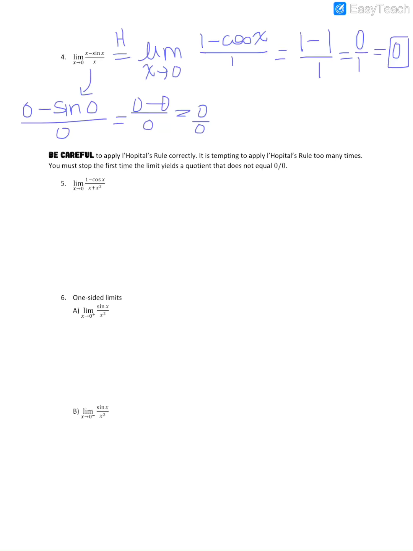All right, let's read this little note here. It says, be careful to apply L'Hopital's rule correctly. It is tempting to apply L'Hopital's rule too many times. You must stop the first time the limit yields a quotient that does not equal 0 over 0. Side note, the L is not capitalized in L'Hopital's. Very interesting. It's a lowercase l.